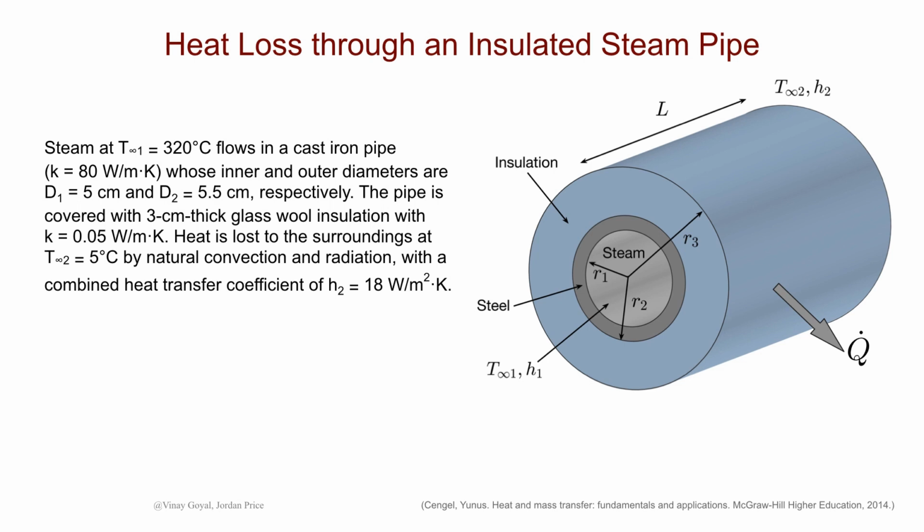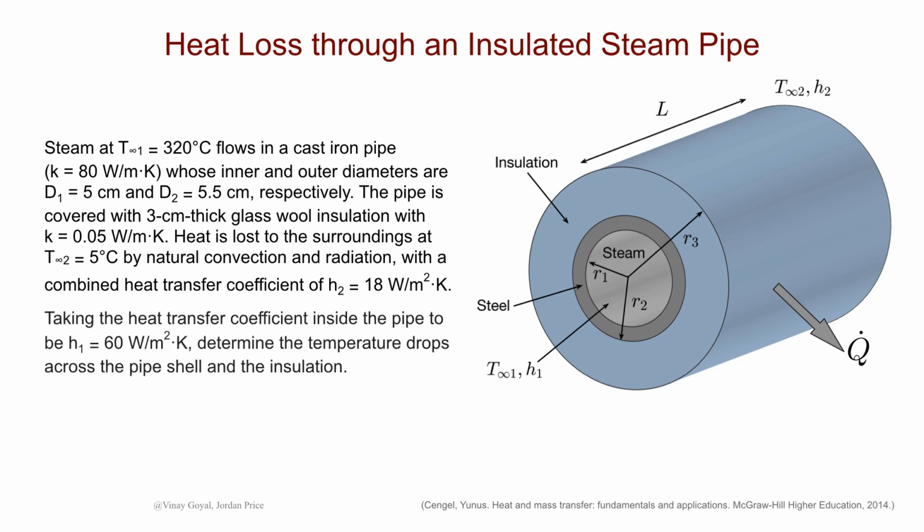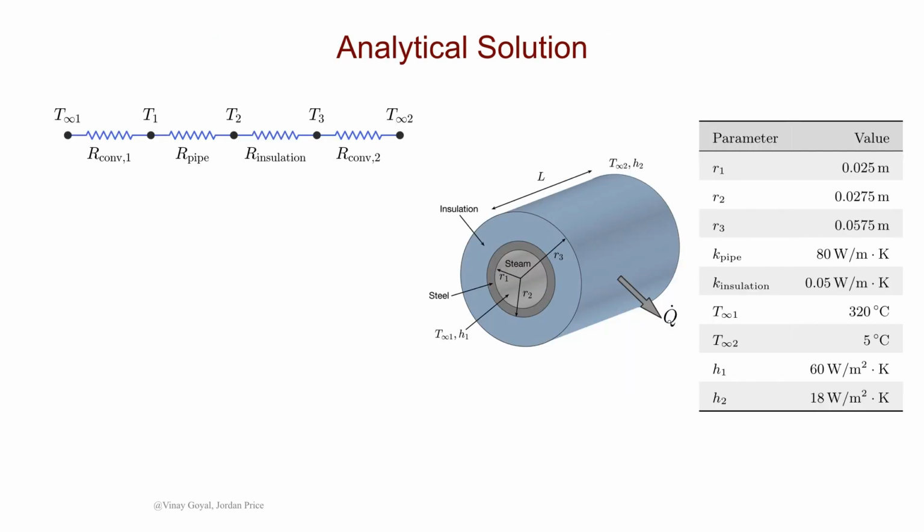Using Abaqus, we look to find the temperature drops across the pipe shell, that's from R1 to R2 in the diagram, and the insulation from R2 to R3. As usual, we want to compare our Abaqus result with an analytical solution.